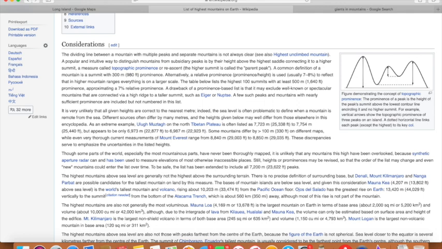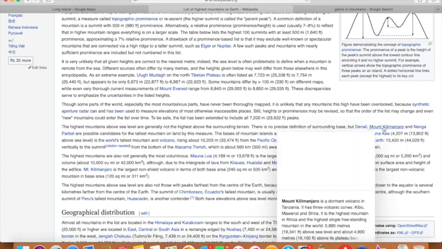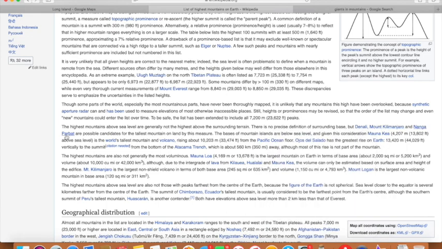If you're patient enough, my eyes are searching. Oh, I see it. The highest mountains above sea level are generally not the highest above the surrounding terrain. There is no precise definition of surrounding base, but Denali, Mount Kilimanjaro, and Nanga Parbat are possible candidates for the tallest mountain on land by this measure. The base of mountain islands are below sea level, are they?